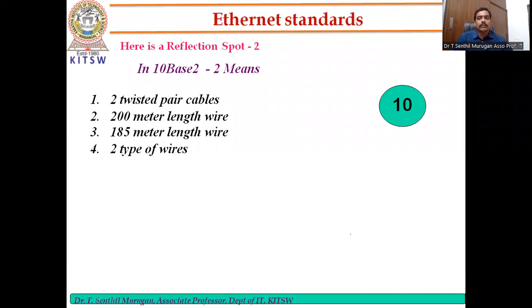Now I have given 10 seconds. You just identify: in 10 base 2, what does 2 mean? 2 represents two twisted pair cables, or 200-meter length, or 185-meter length, or two types of wires. Which is the answer?